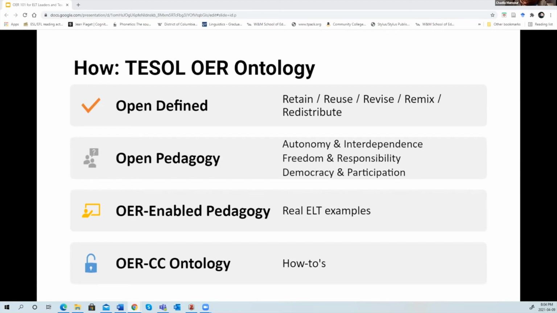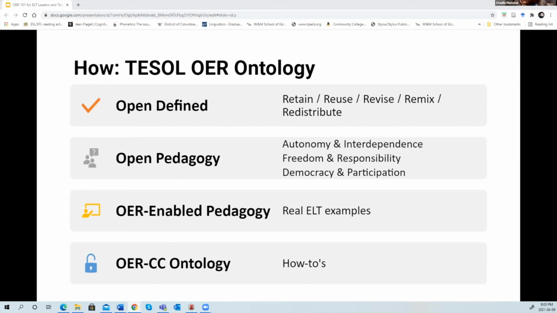Open pedagogy as well outlines 3 sets of foundational values. Here, the autonomy and the interdependence. Also the self-regulated learning, especially since we're talking about online material, right? The freedom and responsibility, as well as the democracy and participation. Some of the themes we will recognize are individualized learning, learner choice, and self-direction. All of this is part of open pedagogy.